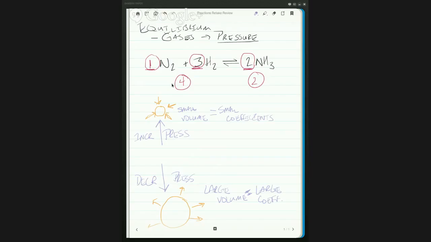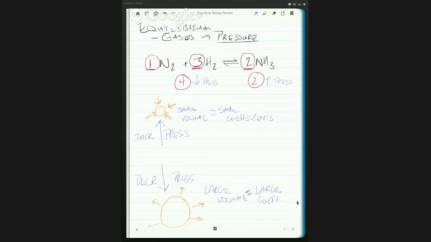So looking at this reaction right here, you would go left if you decrease pressure. Okay? You would go right if you increase pressure. That's just for this reaction. Okay? Each reaction you have to take separately. But for this reaction, you decrease pressure, it's going to go left because we want more molecules. Decrease pressure, large volume, large coefficients. Increase pressure, small volume, small coefficients. Okay? All right.